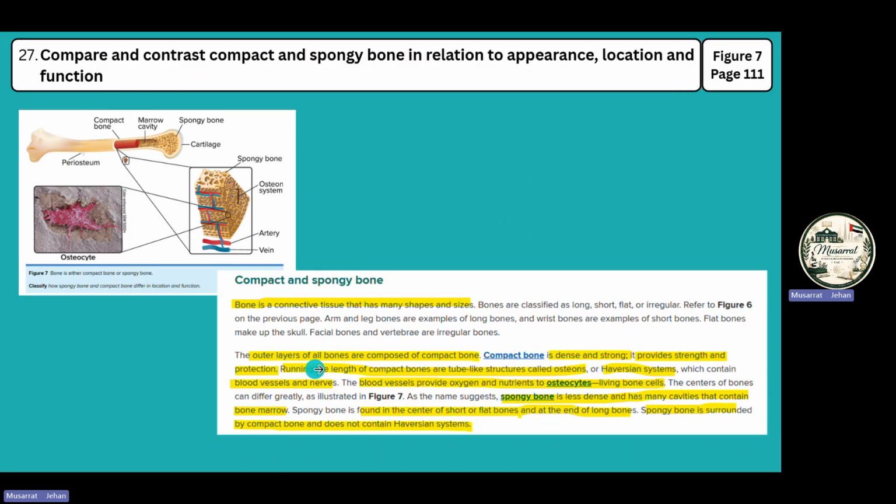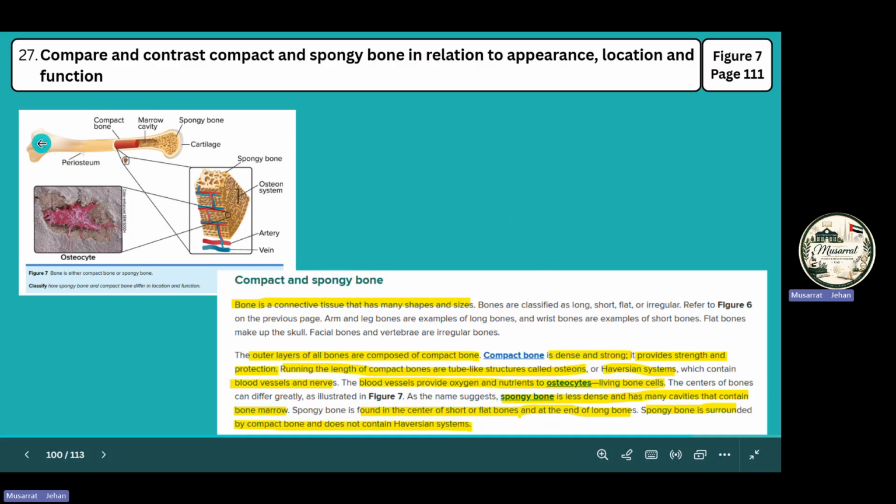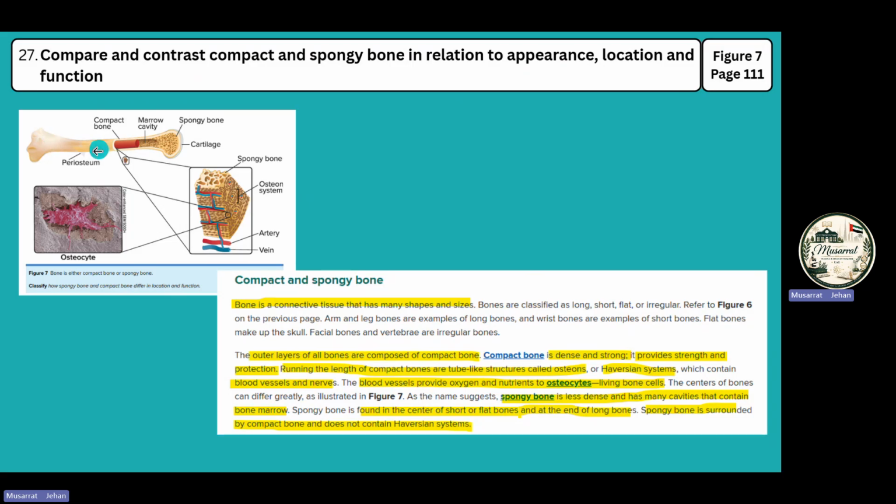The outer layer of all bones is composed of compact bone. It is dense and strong. It provides strength. It provides protection. Running the length of compact bone, we can see osteons, which are also known as the Haversian system. It contains blood vessels and nerves. The blood vessels provide oxygen and nutrients to the osteocytes. These are the osteocytes, which are the living bone cells.